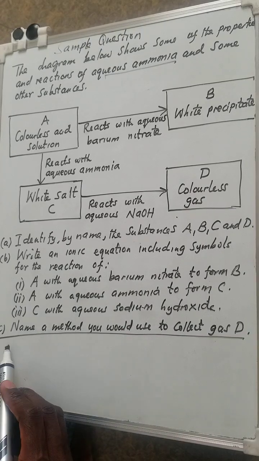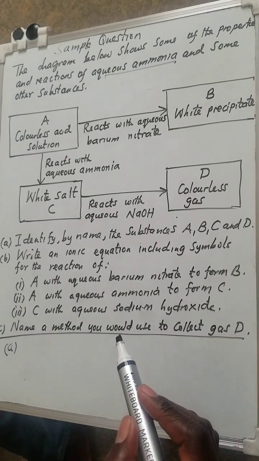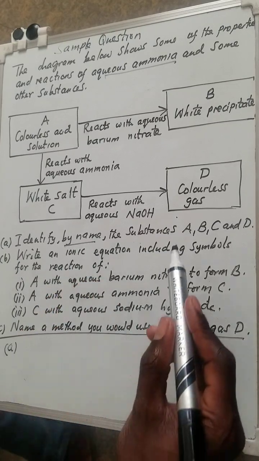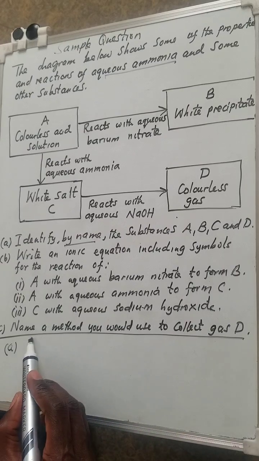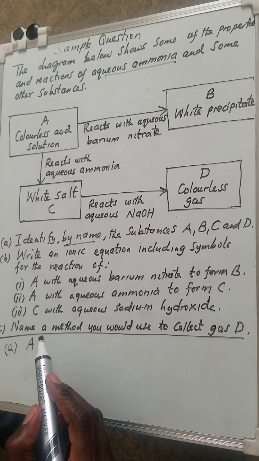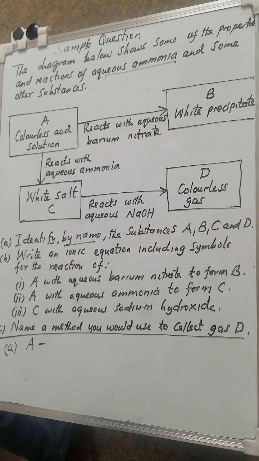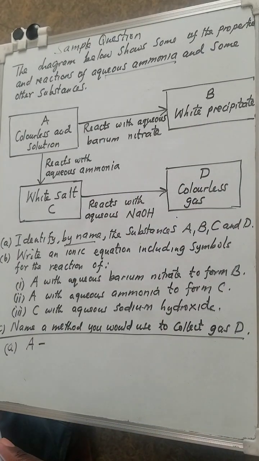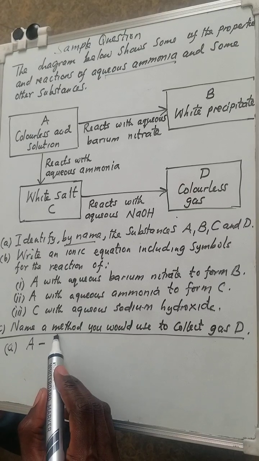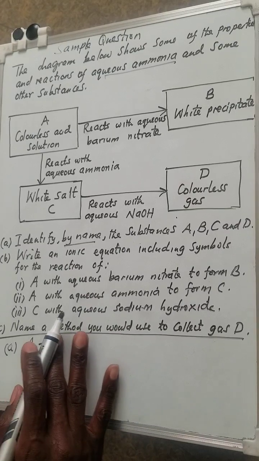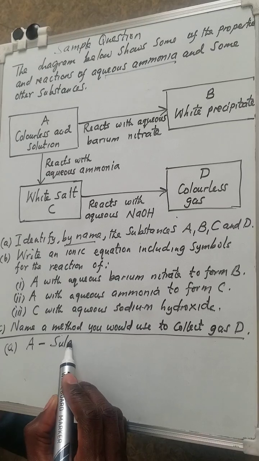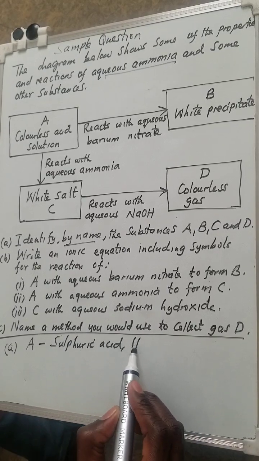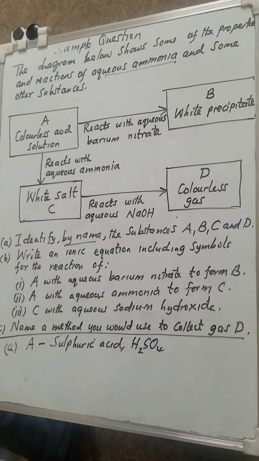But let's try to look at the A part there. The A part says to identify by name the substances A, B, C, and D. So A, obviously, if you analyze, in order to produce a white salt and a white precipitate when it reacts with barium nitrate, this acid should have been sulfuric acid. That is what we mean.